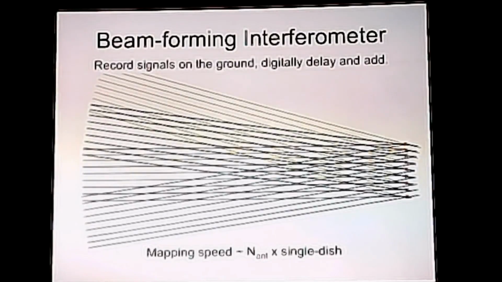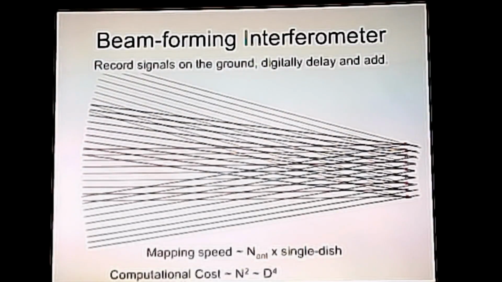This is much, much faster than a single dish. If you have 1,000 of these detectors, it's 1,000 times the speed of an equivalently sized dish. Unfortunately, it's still very expensive. It turns out when you work this out, it's still quadratic scaling. No better than old school interferometry.